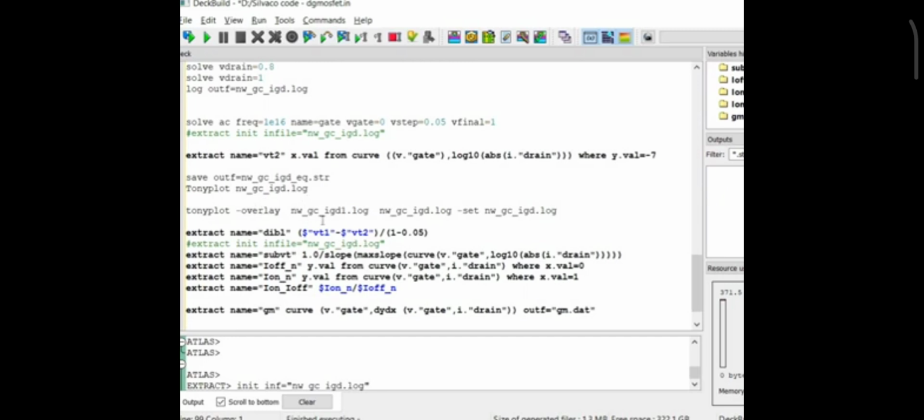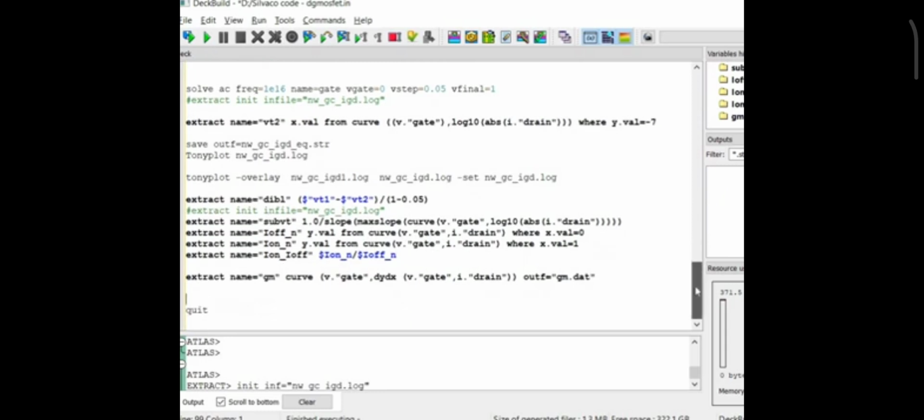Next we plot these two log files, one for 50 millivolt and one for 1 volt, in the same graph with the help of the command overlay. Next, DIBL. The formula of DIBL is threshold voltage 1 minus threshold voltage 2, divided by the drain voltage 1 volt minus the other drain voltage 50 millivolt. Next is the subthreshold slope. Details about these parameters are in the next slide.